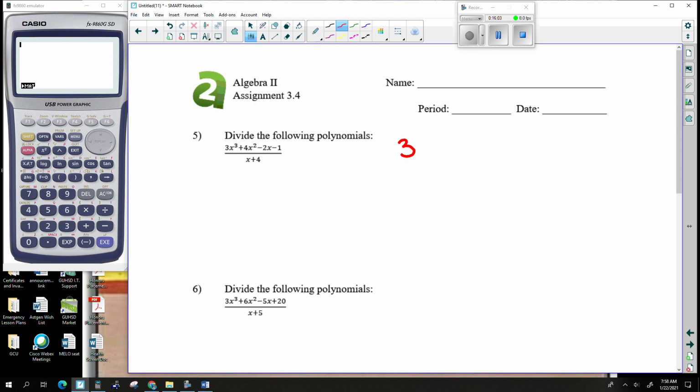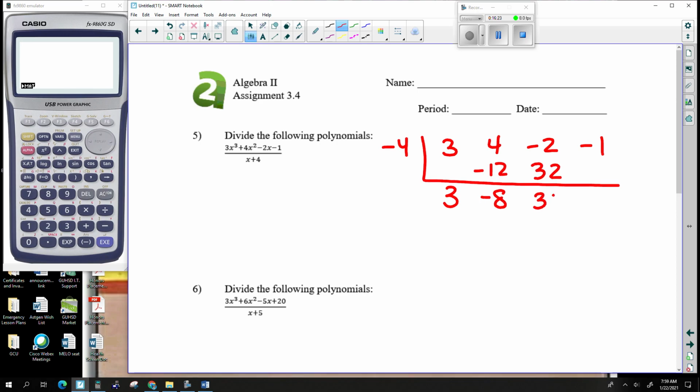So we got 3, just a little bit. So we have x to the third, x squared, x, normal number. I'm dividing by an x plus 4, so that would be a minus 4. I drop, I multiply, add, multiply, add, multiply, add, and such. And then my original problem began with an x to the third, so my first answer is an x squared.